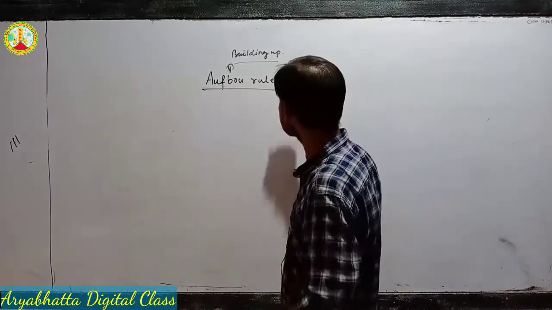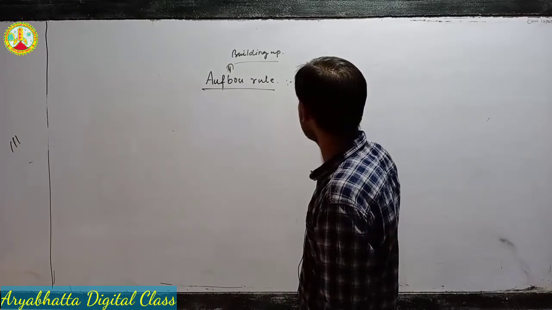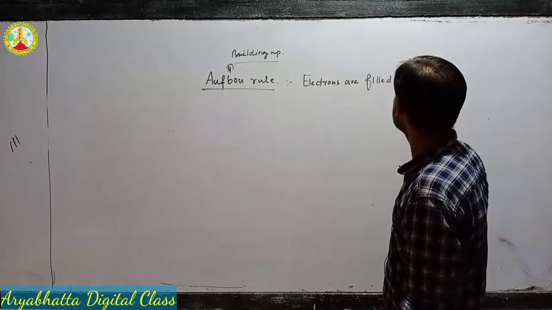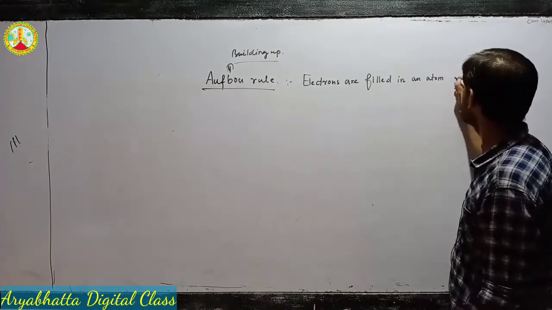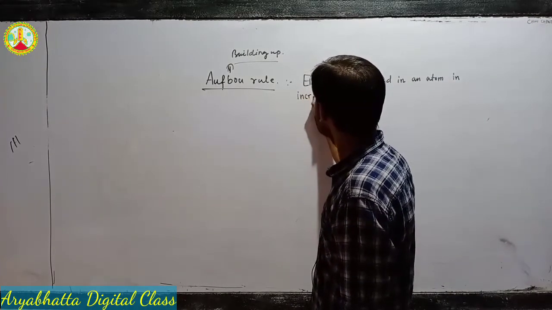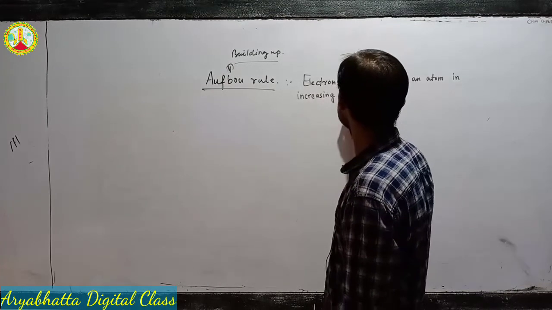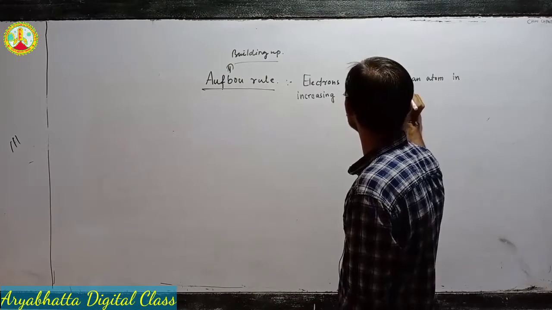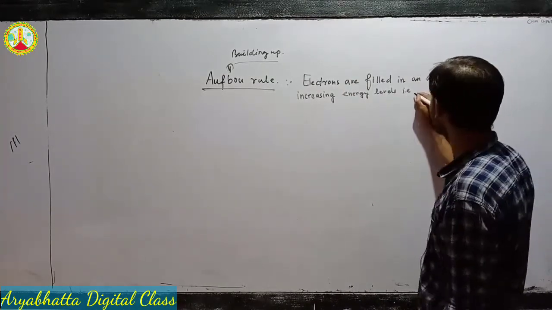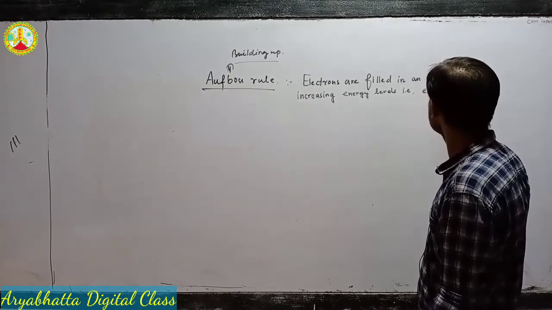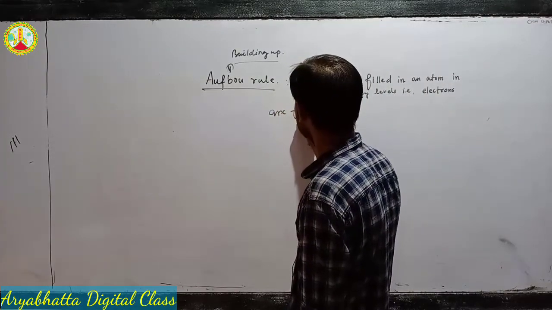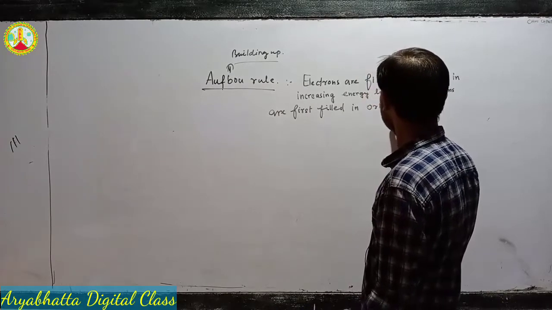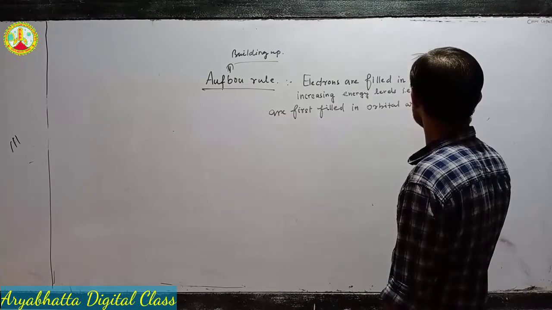It says that electrons are filled in an atom in increasing energy levels, that is, electrons are first filled in orbitals with lower energy.